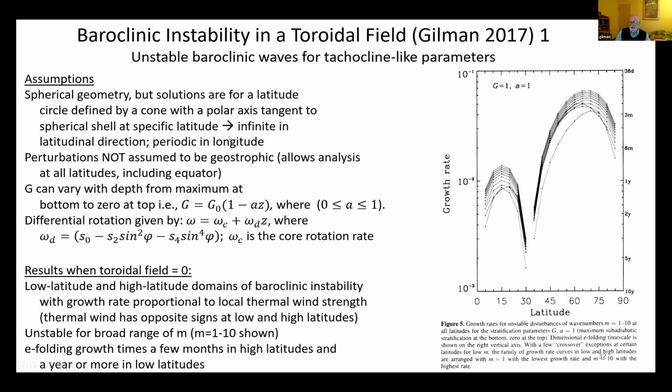What you see in the instability diagram on the right is you get two domains of instability. This depends completely on where there is a thermal wind, and you have a thermal wind of opposite signs at low latitudes and high, divided by the latitude where the rotation rate in the tachocline is the same as the rotation rate of the interior. These are all different wave numbers, and they're all unstable, so there's a broad range that's unstable. And these are growth times on the right at high latitudes of a few months for e-folding growth, and more like a year at low latitudes.